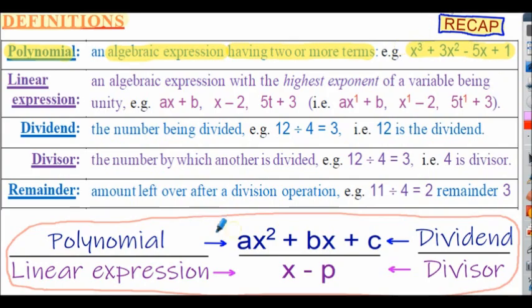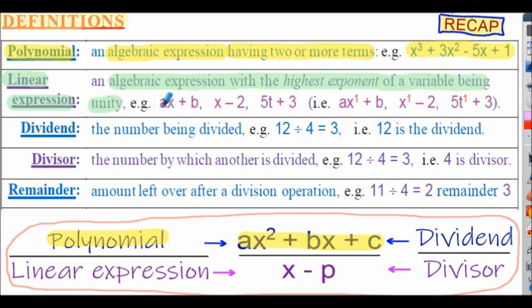There's four terms in this polynomial expression, it has variable x, and as it's cubic, the highest power of x is 3. In the illustration at the bottom of the slide, again we have a polynomial shown here of ax squared plus bx plus c. This is a quadratic expression having three terms and the highest power of the variable x is 2.